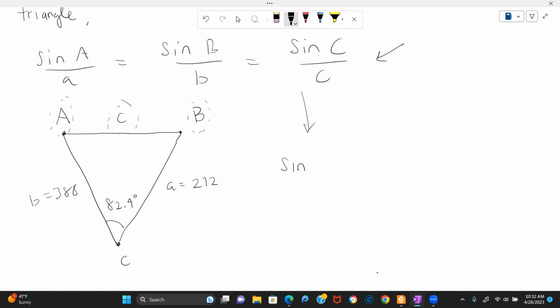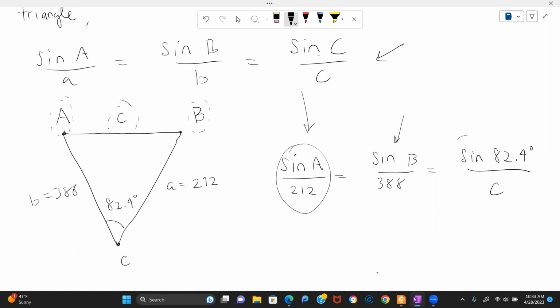So we don't know the angle A, but we know the side length is 212, and it's equal to sine of B. We don't know angle B, but we do know the length of B, which is 388. And then we have sine of C, which we do know, and that's 82.4 degrees over C. So now just imagine all the possible equations you could set up using these three equations. And you can see that there's just no way to solve for any one of the three unknowns.